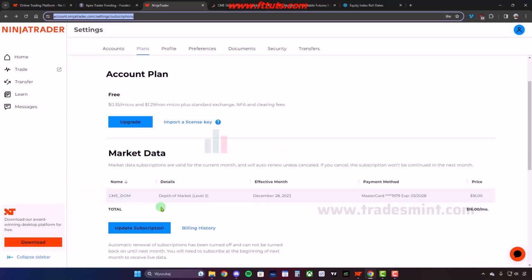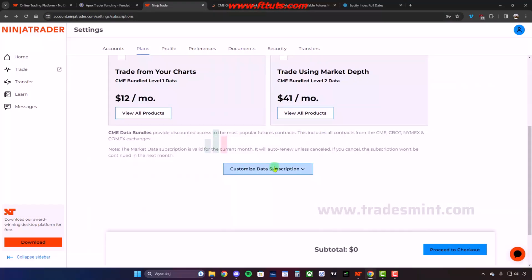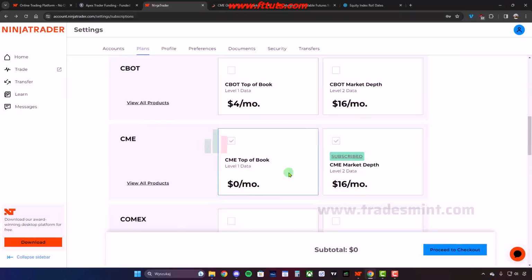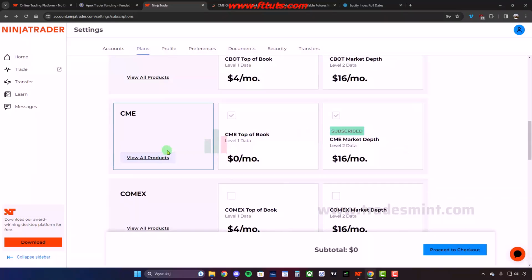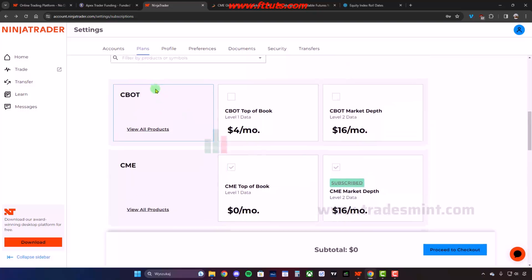And NinjaTrader offers CQG. Here I tested level 2, but it's not worth the price. I will just customize this. Okay, it's a very cheap option. So for CME, all we trade, like Nasdaq, S&P, GU, or 6E contracts, is all included in the CME, and it costs $4, like all the other groups.